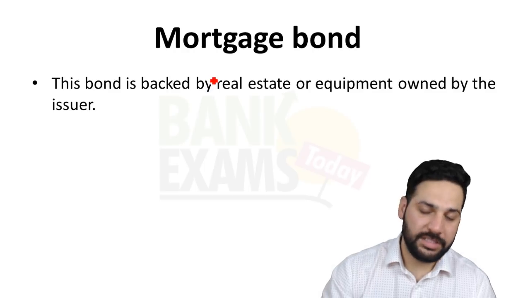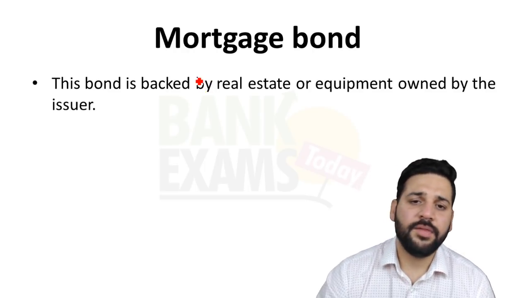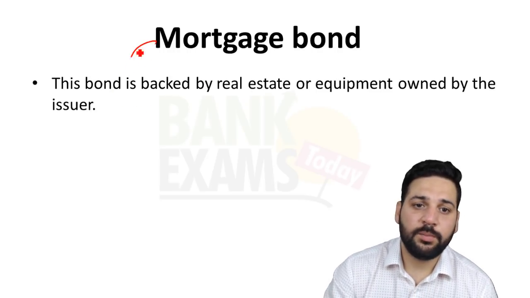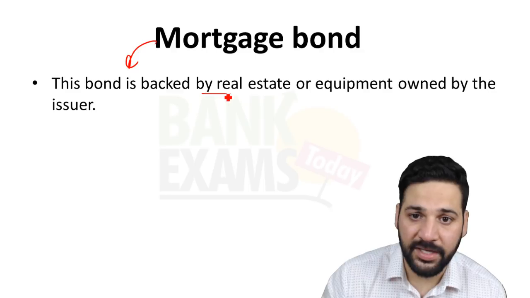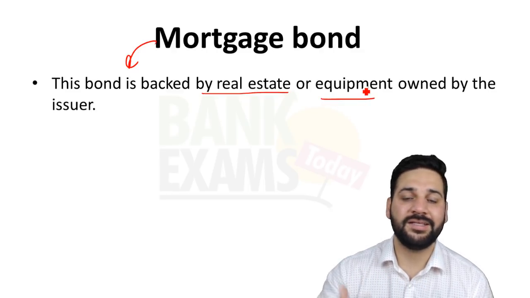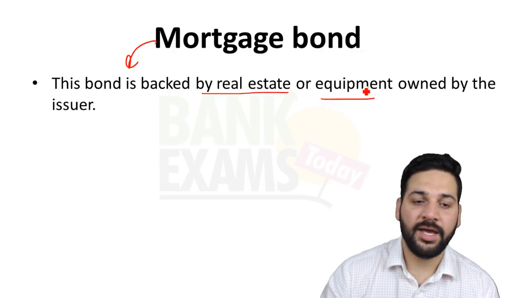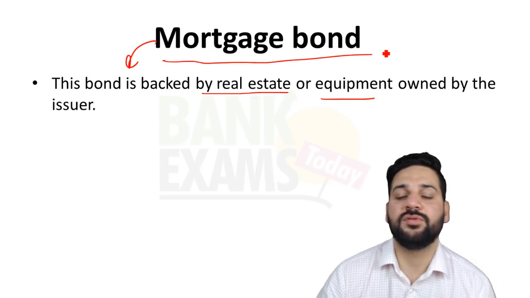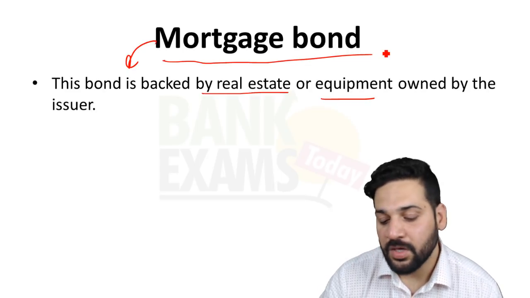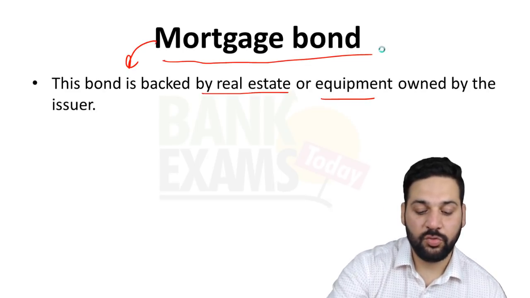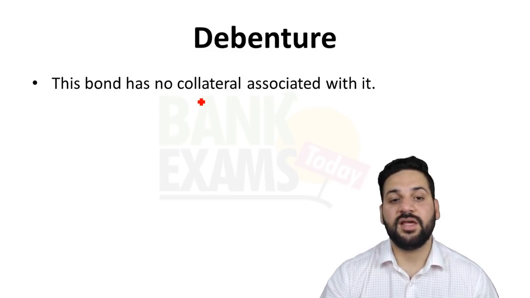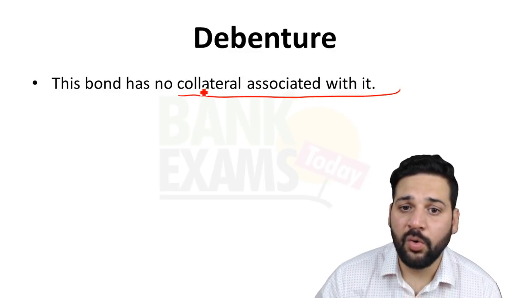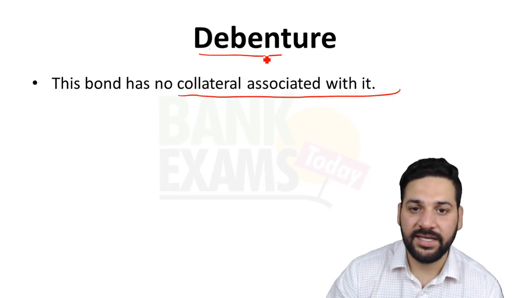Mortgage bonds and debentures. Another differentiating factor in this type of bond: the mortgage type of bond is backed by real estate, equipment or any other actual asset owned by the issuer. It can be a company, it can be government. So it is mortgage based bonds. While in case of debentures, there is no such case. In case of debentures, there is no collateral associated. Collateral means mortgage.